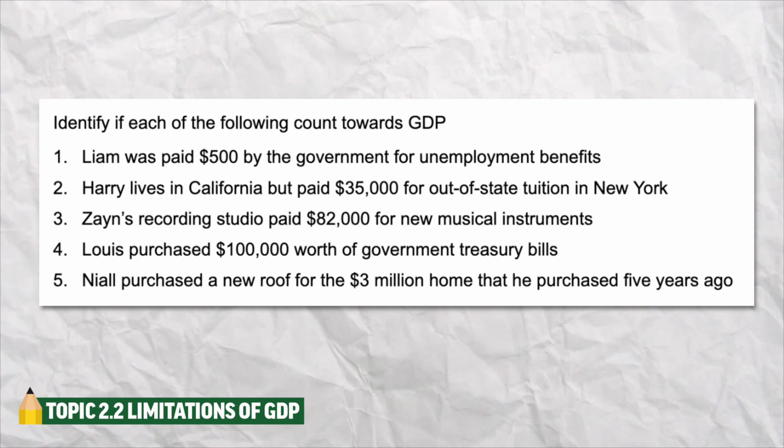Number 1 doesn't count because that's a transfer payment. Number 2 does count in GDP because education is a service. So remember, goods and services both count in GDP. Number 3 counts, but it's not consumer spending. Remember, that is an example of investment.